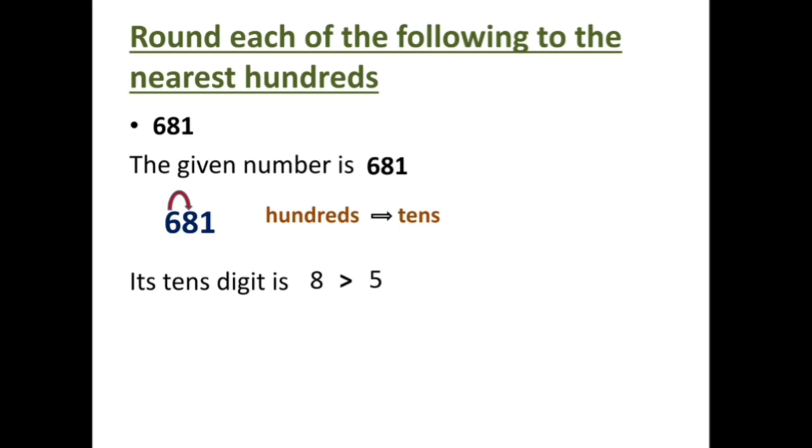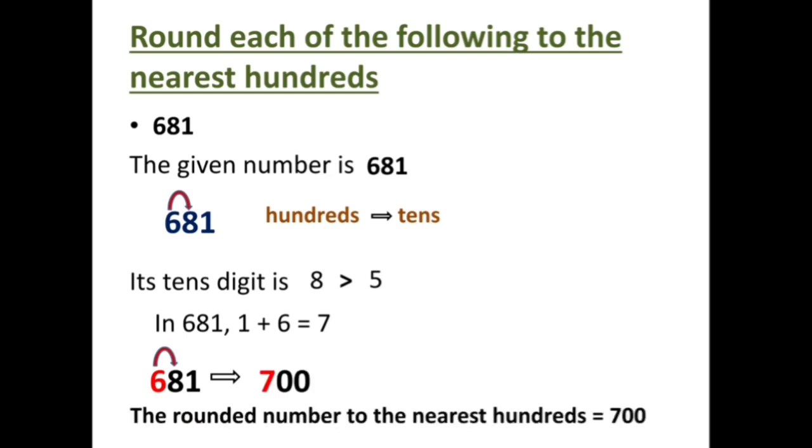The hundreds place is 6. We will add 1 to 6. 6 plus 1 will become 7. In 681, 1 we are adding to 6, so we get 7. Tens and ones place will be 0. In estimation, we should have only zeros in other places. 681 will become 700. The rounded number to the nearest hundreds is 700.